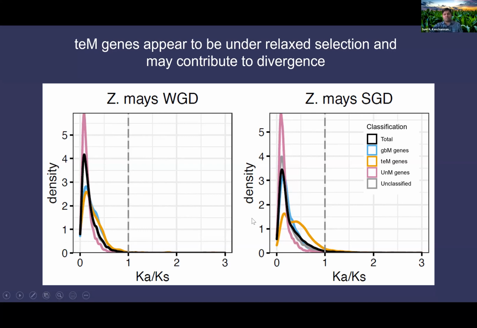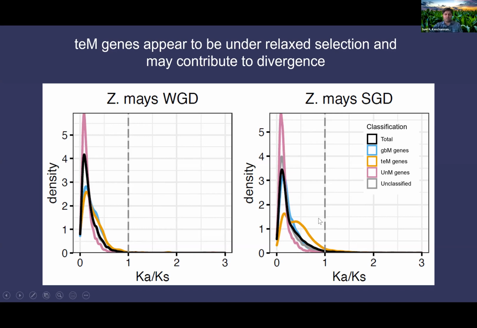But if you look at the plot for the single gene duplicates, you see that the transposon-like methylated genes show a higher proportion of genes with an increase in Ka-Ks ratios, and a small proportion of them also have Ka-Ks higher than 1. So when I look at genes which have Ka-Ks ratios of greater than 1, I see an enrichment for transposon-like methylated genes and a depletion of gene body methylated or unmethylated genes in those species. So this suggests that transposon-like methylated genes might be under relaxed selection.